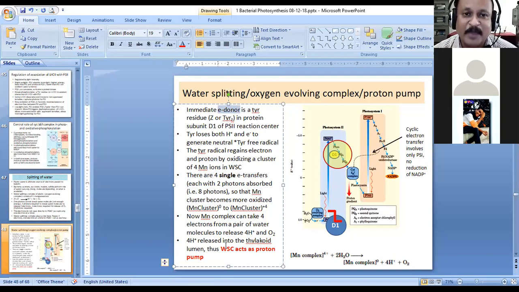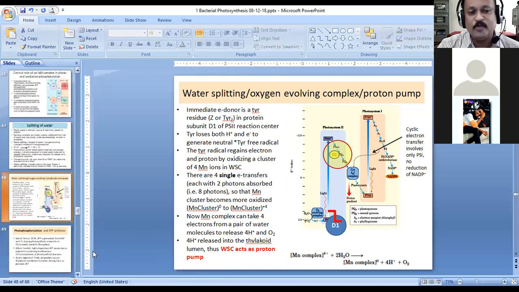So ultimately what will happen, the protons will go to the thylakoid lumen, and from the lumen of the thylakoid, these protons are going to come out of the thylakoid through the ATP synthase complex, and that will also result in the production of ATP. So proton motive force, which is required for generation of ATP, is also produced by the action of the water splitting complex.